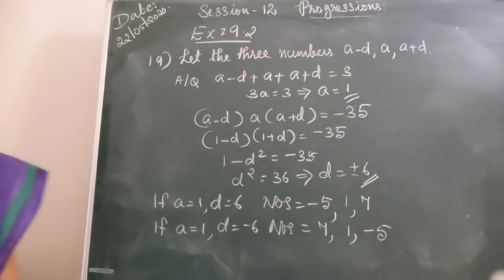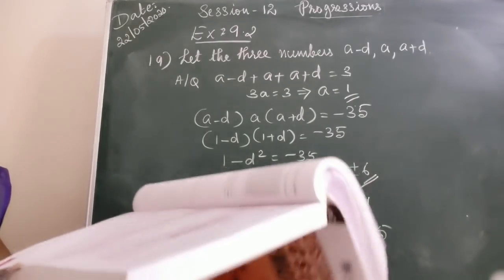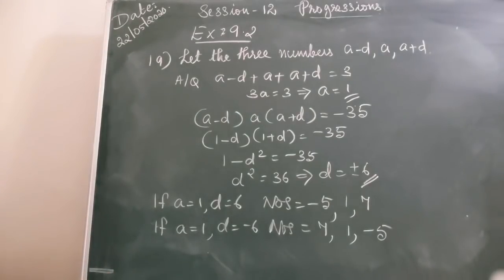Okay, write down. So if in the question sum and product is given, you will go for this procedure to cancel d and to get the value of a easily. You will assume the three numbers. Normally we are assuming a, a plus d, a plus 2d, etc. But in this case, sum and product are given, so you will assume the numbers as a minus d, a, a plus d.